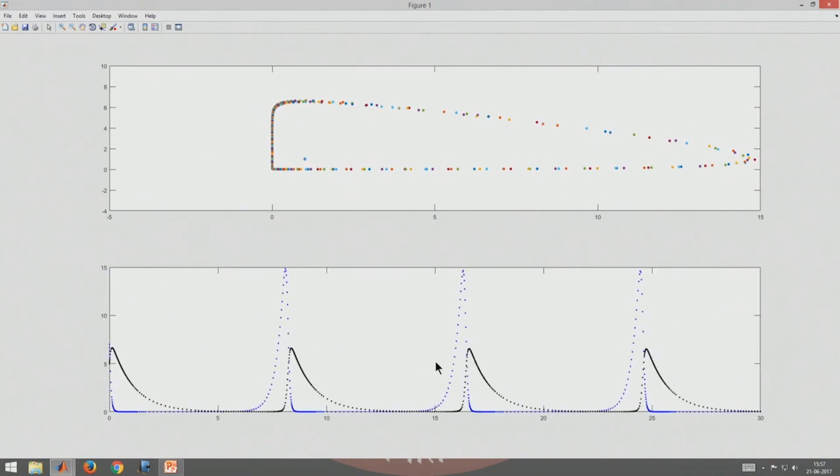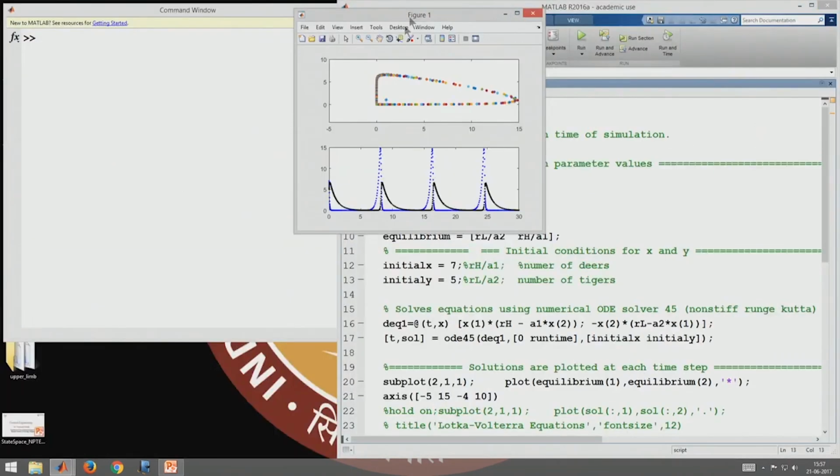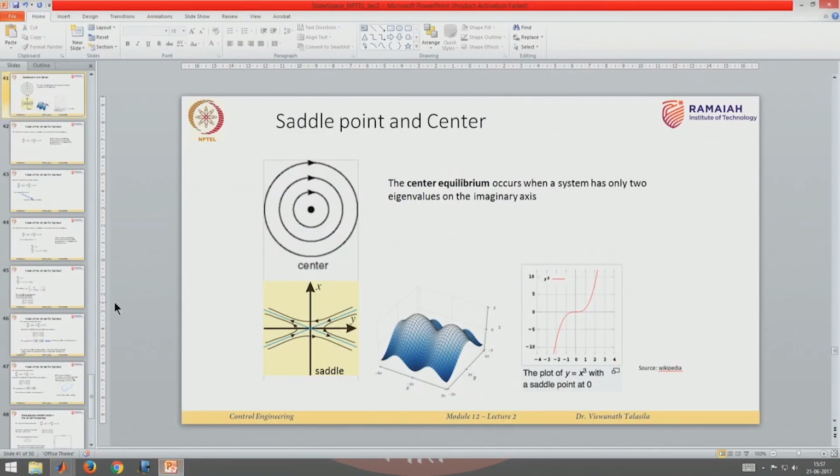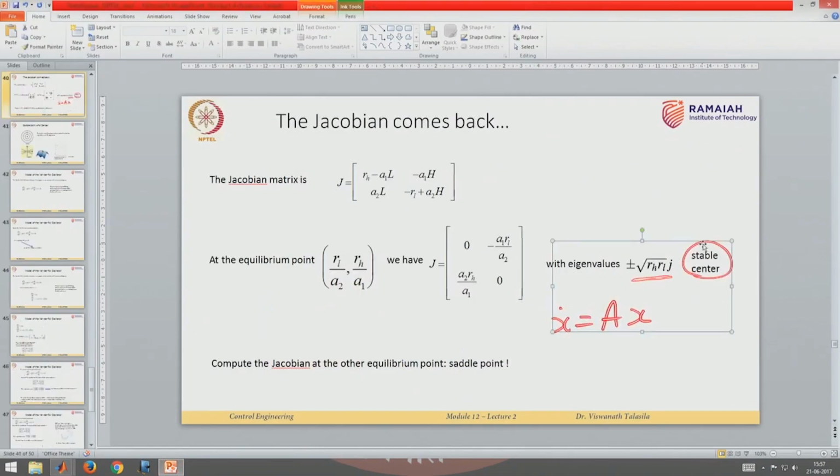Now you can see the numbers have changed because the initial conditions of the tigers and the deers were different. So this behavior, which is a numerical simulation of a nonlinear equation, actually agrees with what we expected to get from our linearized model, where we predicted that we are going to get a stable center, and the simulation of the nonlinear dynamics has shown exactly the same behavior.